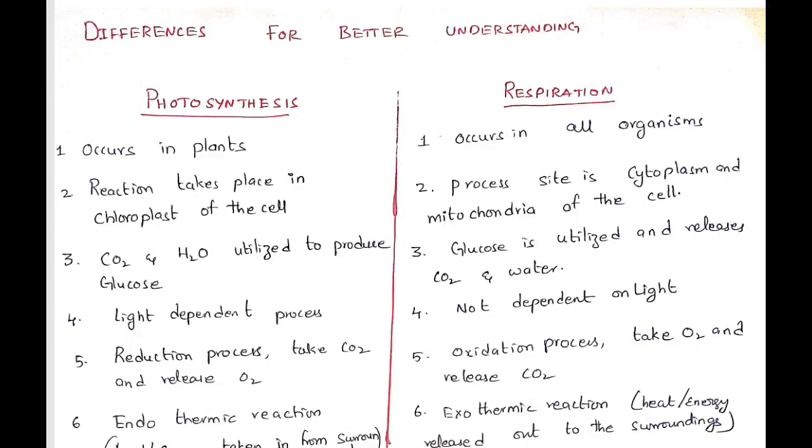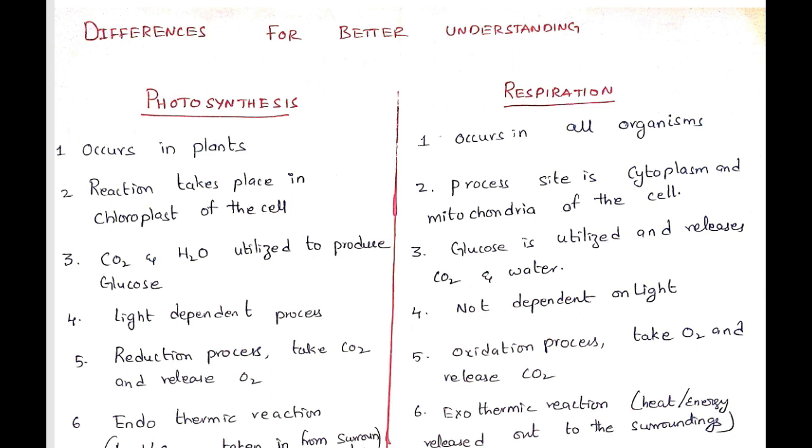You know that we are looking into the biology series of lectures. Today in this video we are going to see respiratory system. For better understanding, let us see the difference between photosynthesis and respiration so that you can have a deep understanding, friends. Photosynthesis, we know, occurs only in plants and some chlorophyll containing organisms like cyanobacteria, friends.